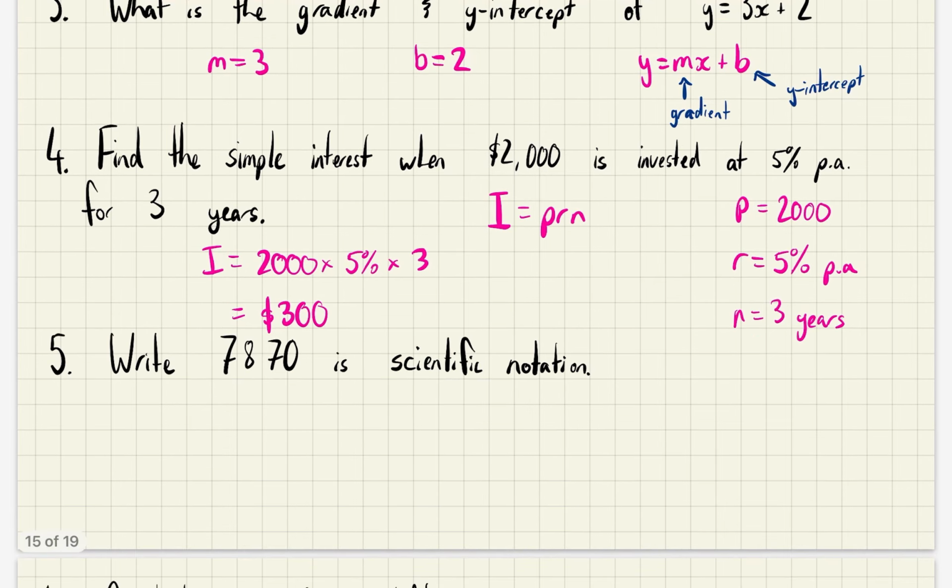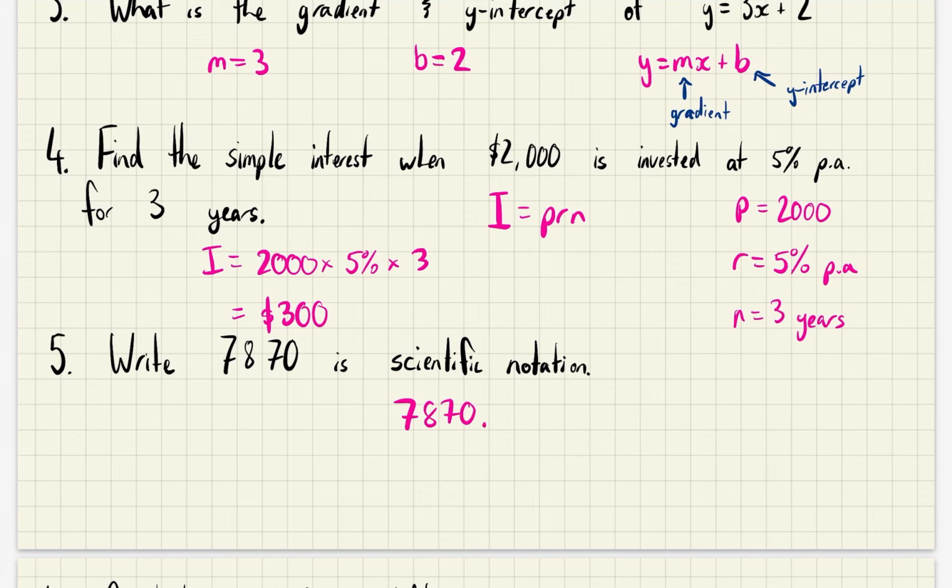That's the simple interest. Now, question 5, that's the last question, is about scientific notation. We've talked about it a little bit, but not very much, so I thought it'd be a good idea to pop it in the 5 questions. Scientific notation is when you have a number between 1 and 10, a decimal, or maybe not, times 10 to the power of something.